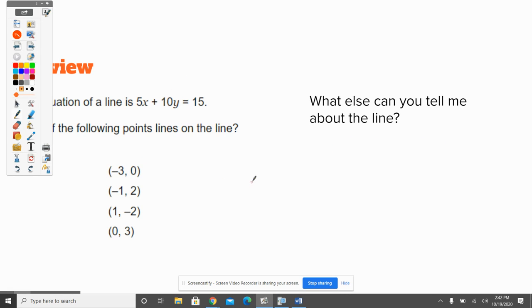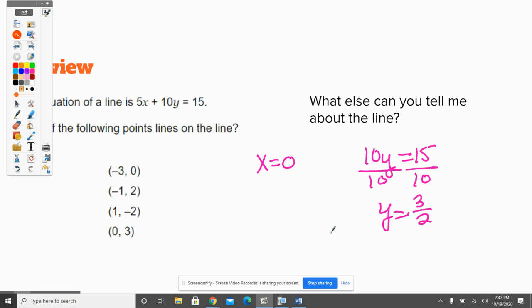Well, we could find the x and y intercepts if you want. We could say x equals 0 means that's the y-intercept. And if x equals 0, 10y would be 15. Divide by 10. They have a 5 in common. So 3 halves, or 1.5, would be the y-intercept. You could tell me the x-intercept by making y equals 0. Y equals 0, we're going to have 3 for x because 5x is 15. So you could say the point (3, 0) is the x-intercept. You could tell me the point (0, 3/2) is the y-intercept.